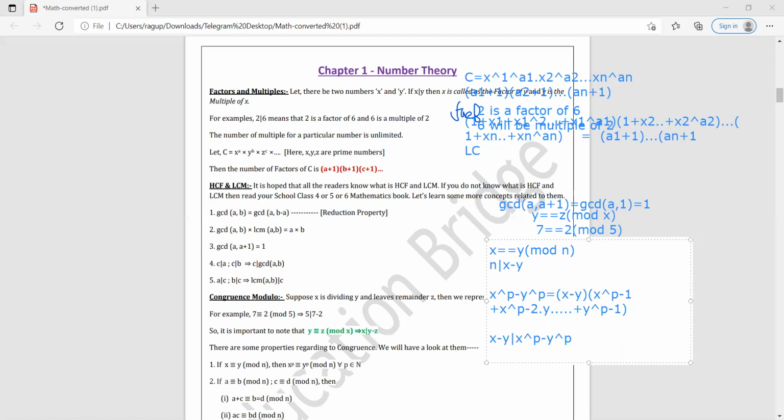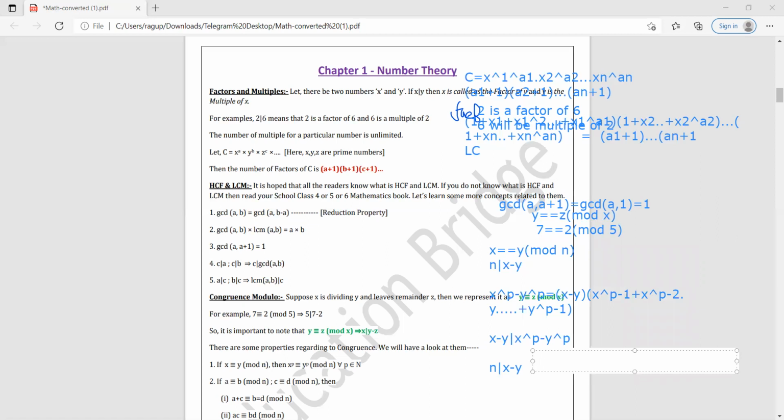And we also know that n divides x minus y. So if n is a factor of x minus y and x minus y is a factor of x raised to p minus y raised to p, then n also is a factor of x raised to p minus y raised to p, and thus n divides x raised to p minus y raised to p. And thus using congruent modulo signs, we can write it to be x raised to p is congruent to y raised to p mod n.